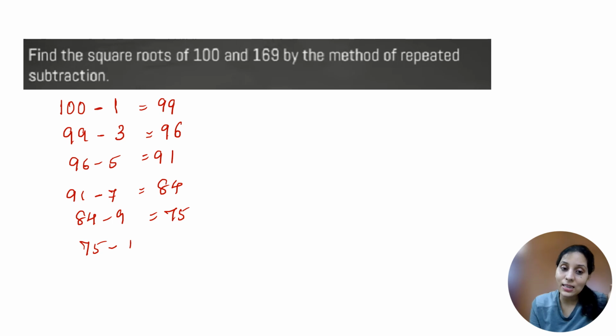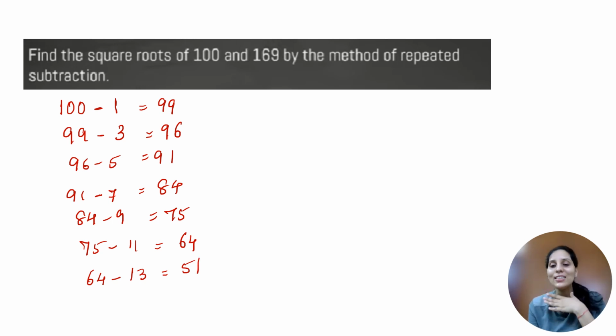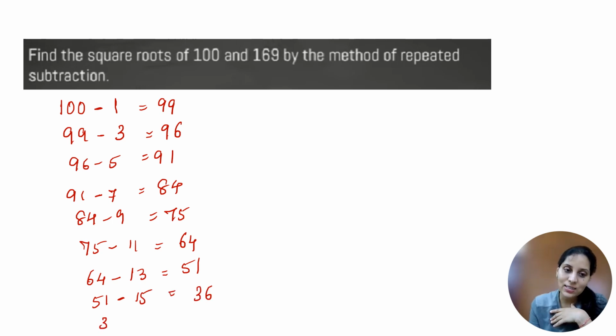75 minus 11 gives 64. 64 minus 13 gives 51. You will continue till you get 0 at the end. Now 51 minus 15 gives 36. 36 minus 17 gives 19.